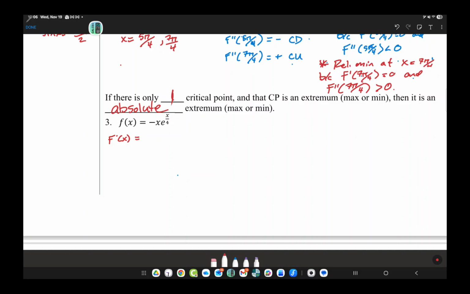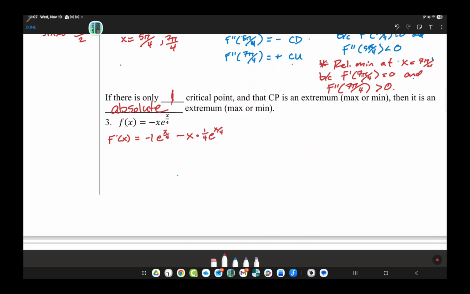That's right. So first derivative, we have to do the product rule. What's the derivative of negative x? Negative 1 times e to the x over 4. All right. Minus x, because we're gonna leave that. It would be plus, but what's plus and negative? Minus. What's the derivative of e to the x over 4? Times 1/4, right? So 1/4 e to the x over 4, because of the chain rule, right? Perfect.